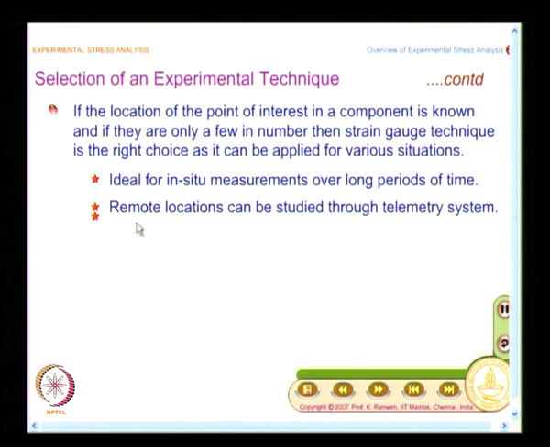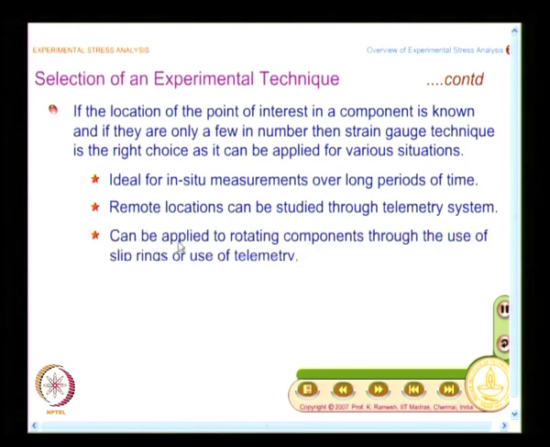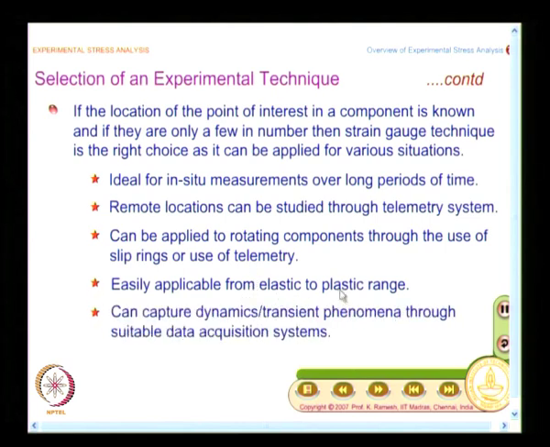You can also study remote locations, you can also do it for rotating components, and can also work from elastic to plastic range, and also dynamic or transient phenomena. So, what we find here is it is more of a general purpose technique, and this is very advantageous when you go in for strain, if you want to get some information, then you can always fall back on strain gauges in some way or the other.